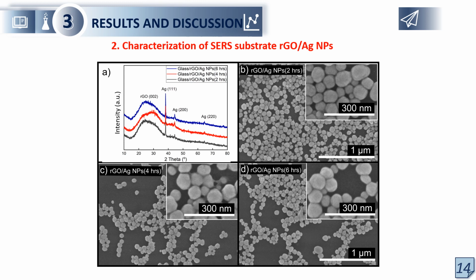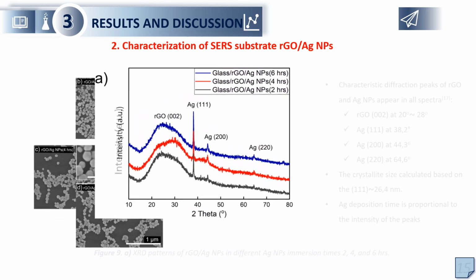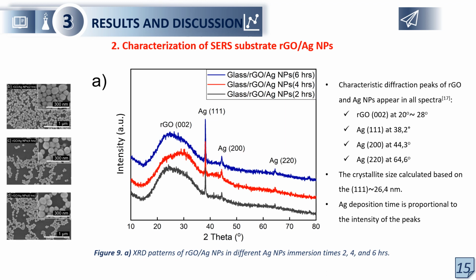Next, the properties of the silver nanoparticle multilayer substrate are studied. The XRD pattern of the film shows all the characteristic diffraction peaks of both RGO and silver nanoparticles. The intensity of the diffraction peaks gradually increases with deposition time. The crystal size calculated according to the Debye-Scherrer formula is 26.4 nanometers.